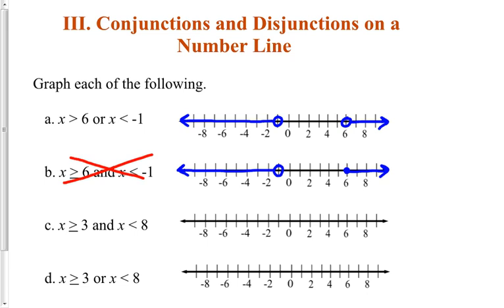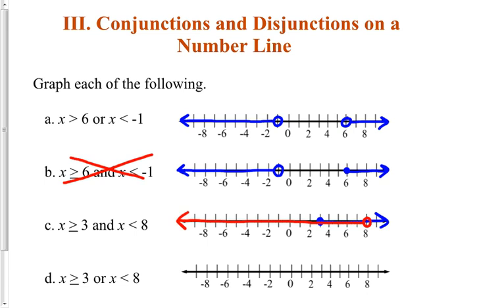Part C. X is greater than or equal to 3 and x is less than 8. Well, greater than or equal to 3 would be a closed circle on 3 and greater than. X being less than 8 would be an open circle on 8 and be less than 8.